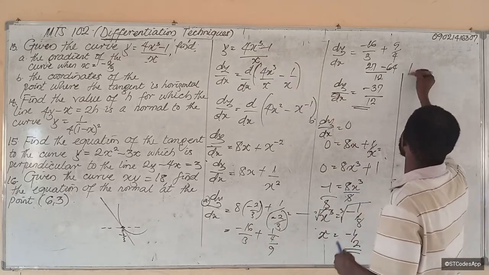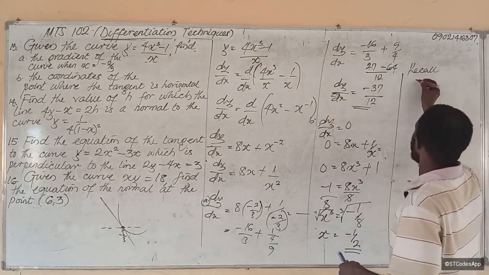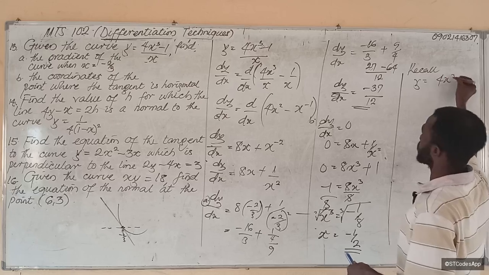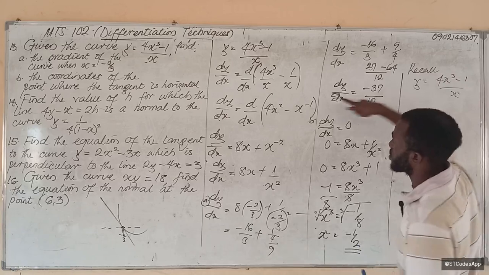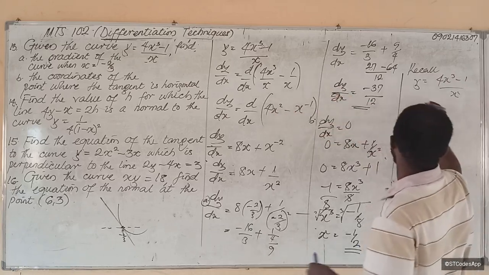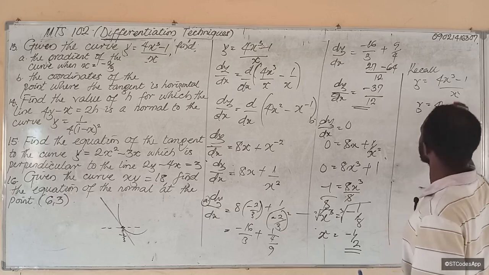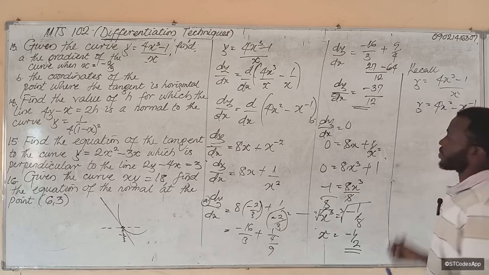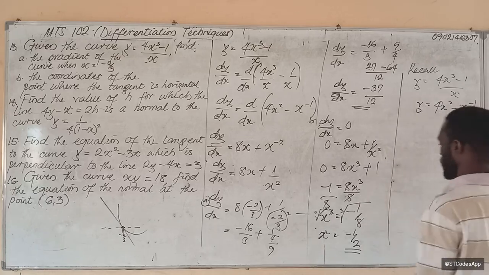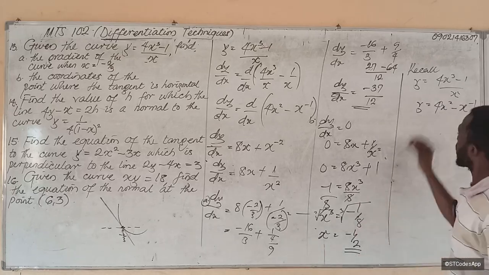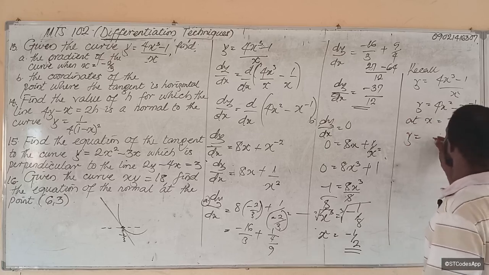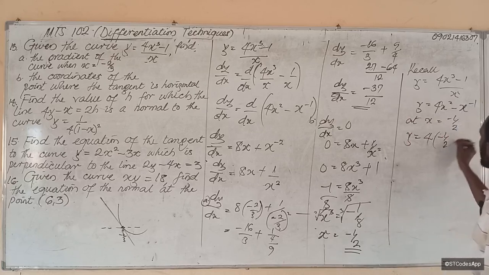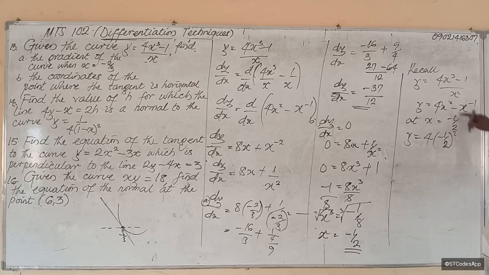So recall that y is equal to 4x cubed minus 1 over x. We simplified this, in fact, to this. Do you remember? So our y is actually equal to 4x squared minus x raised to the power 1. Okay, we have simplified it. So at x equals minus half, y will be equal to 4 into bracket minus half all squared. That is us substituting this into the equation to get y.